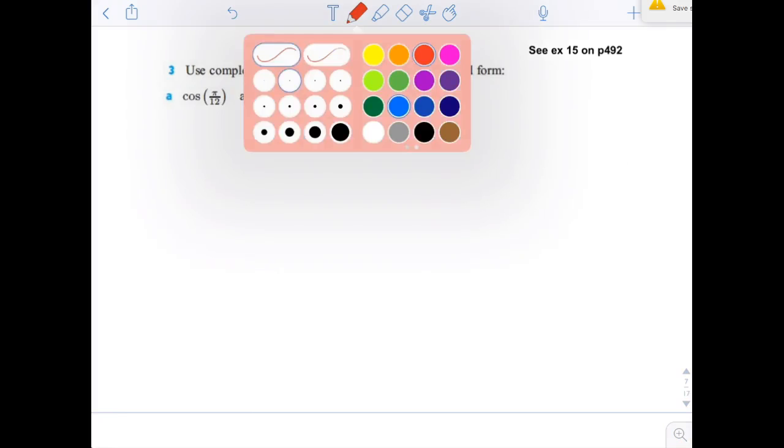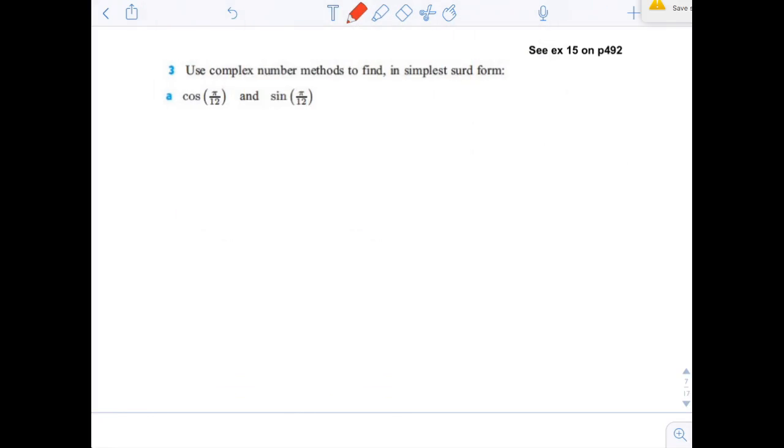Okay, number 3. Use complex number methods to find in simplest surd form. Surd just means that you can leave the radicals in the answer, like the square root of 3 and the square root of 2 that sometimes come out of the unit circle. Don't find decimal versions of the answer. So let's try to find what cosine pi over 12 and sine pi over 12 are based on what we know about complex numbers.